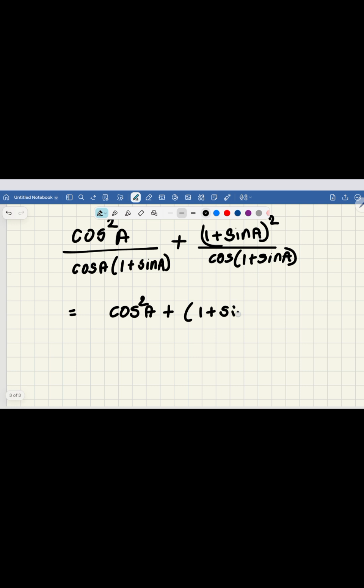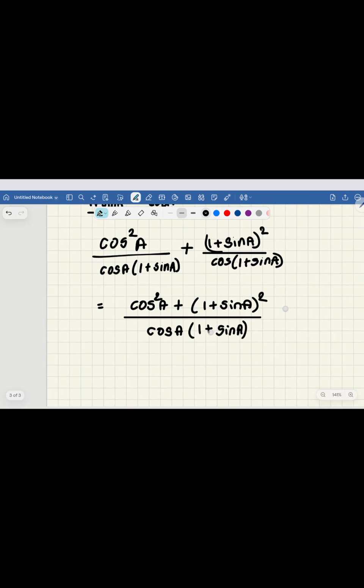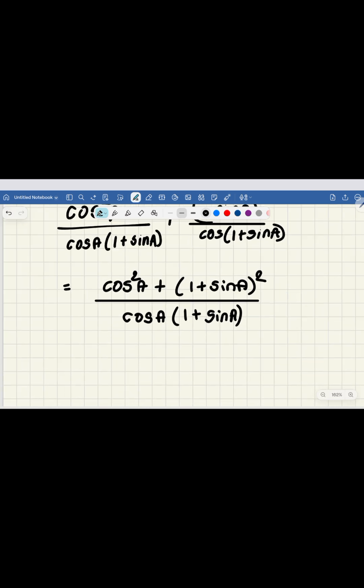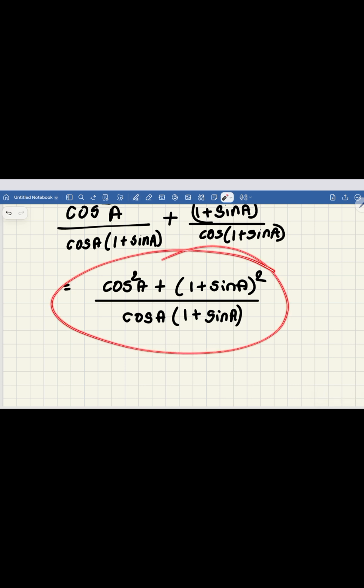Alright, (1 plus sine A) whole square by cos A into (1 plus sine A). That's all that's given, right? Now, what will you write down? Just tell me what is your next step. You just try to guess it, right?